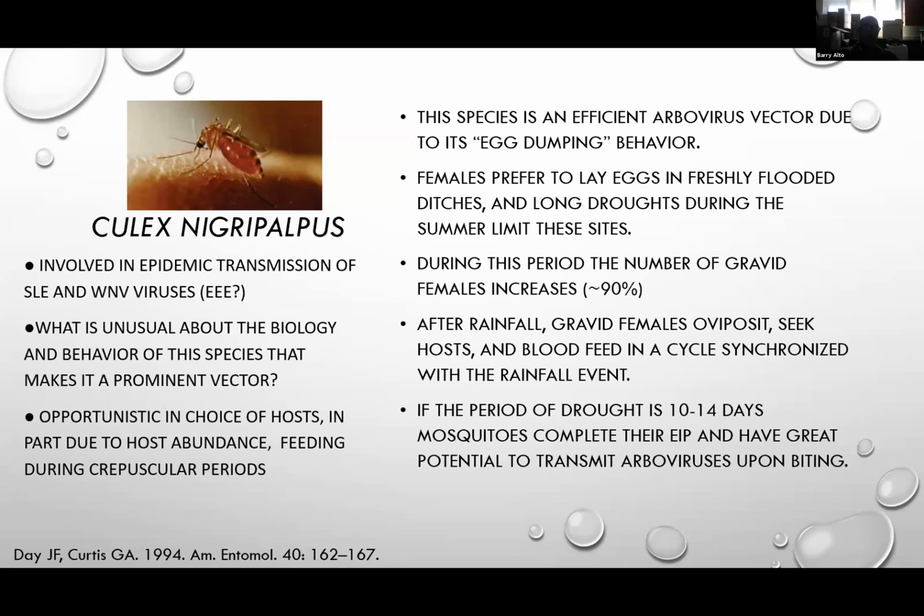If the period of the drought is 10 to 14 days, then the other feature that makes it the primary vector is that during that period of time, it approximates, depending on the temperature, the extrinsic incubation period of some of these viruses that it transmits. And so you have a mixture of the abiotic conditions combining with some of the innate behaviors of the mosquito and interacting with a pathogen that under some circumstances can create a perfect storm.